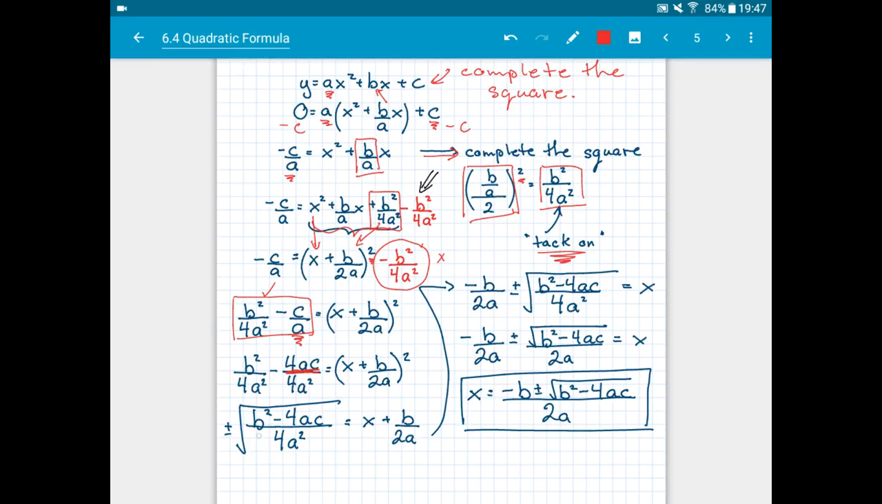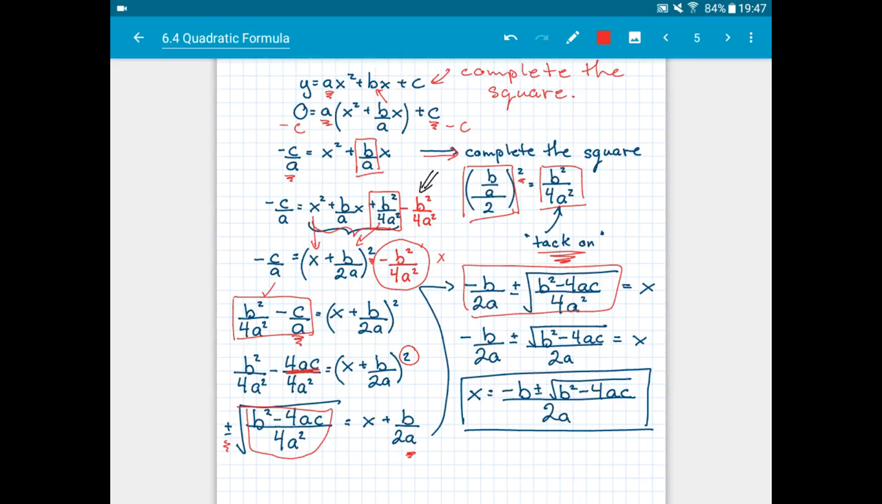Now, add the fractions. You get this. Take the square root, because we have a square here. That's why we have our plus and minus, like we talked about a moment ago. Take away b over 2a from both sides. You end up with this expression over here.